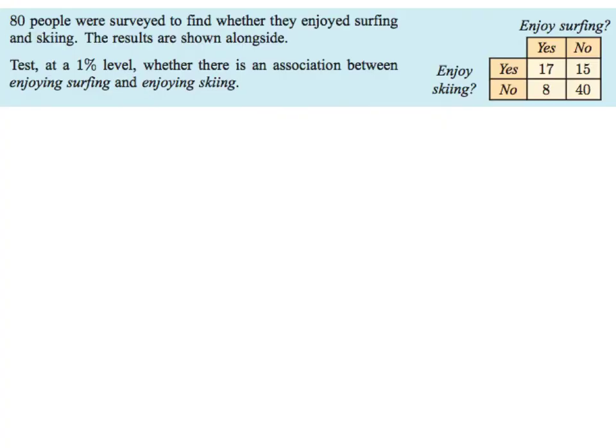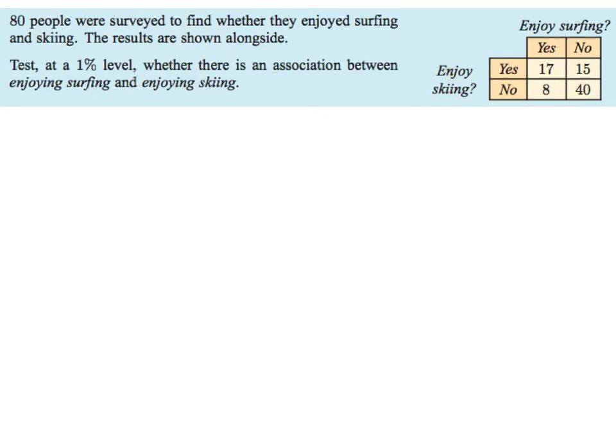Okay, 80 people were surveyed to find whether they enjoyed surfing and skiing. The results are shown alongside. So here's our contingency table, and the question is, test at a 1% level whether there's an association between whether a person enjoys surfing and enjoys skiing. Is there a relationship? Okay, and this was a survey that was taken.